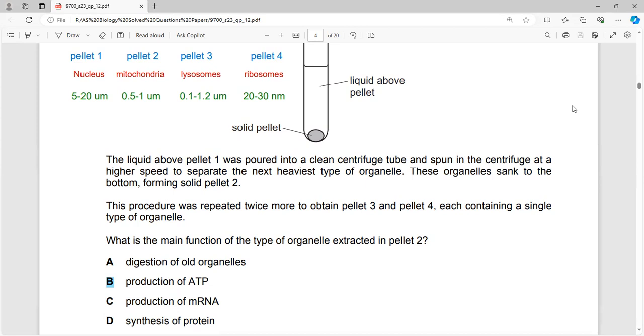In this type of question, the examiner can also ask you about pellet 1 and pellet 4. Pellet 1 has the function of controlling all the cellular activities of the cell. Pellet 3's function is intracellular or extracellular digestion, while it contains hydrolytic enzymes. Pellet 4 contains the ribosome, and the ribosome has the function of making protein.